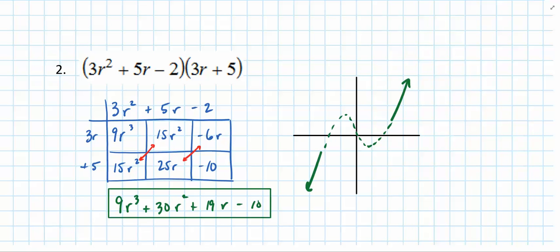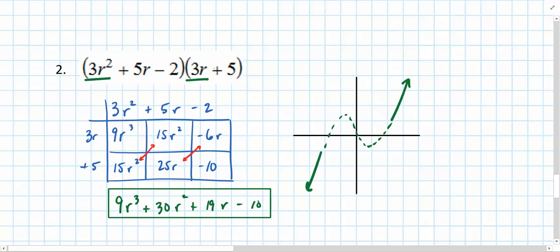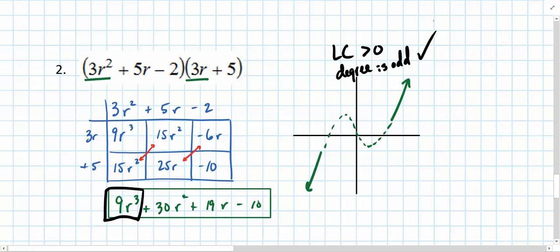And hopefully your result looked something like this. The product of 3r squared and 3r produces an r to the third power, and we could have used that to guess what the shape of the polynomial would look like. We verified that by multiplying the two using the table method, and this is the result from the product of those two polynomials. It does indeed contain a leading coefficient of a positive number and a degree that's odd. So when our leading coefficient is positive and our degree is odd, we have the tails pointing up and to the right, down and to the left, and this would be a good sketch of that graph.